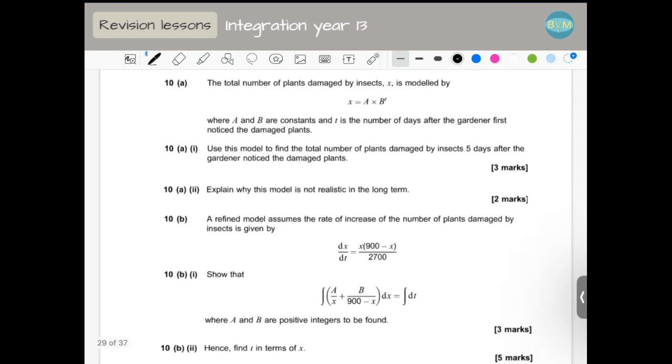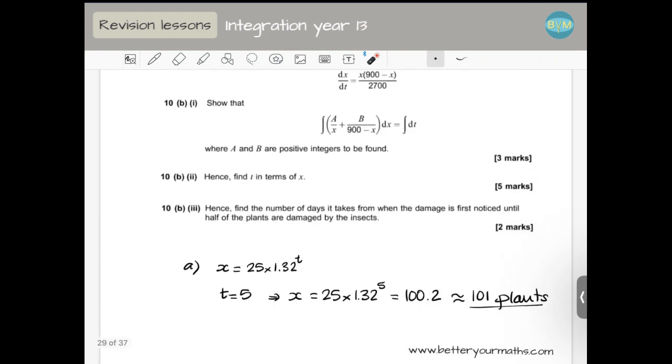Then, explain why this model is not realistic in the long term. This is an exponential model. What happens in the long term with the exponential model and my tomatoes? What do you think? What would be unrealistic? Who can tell me?